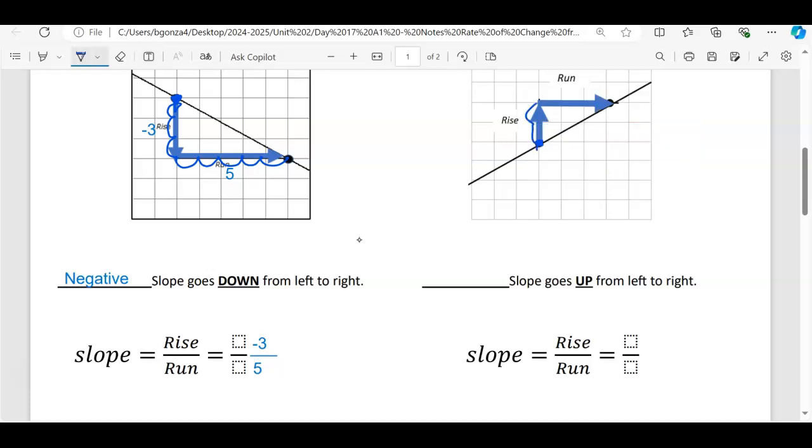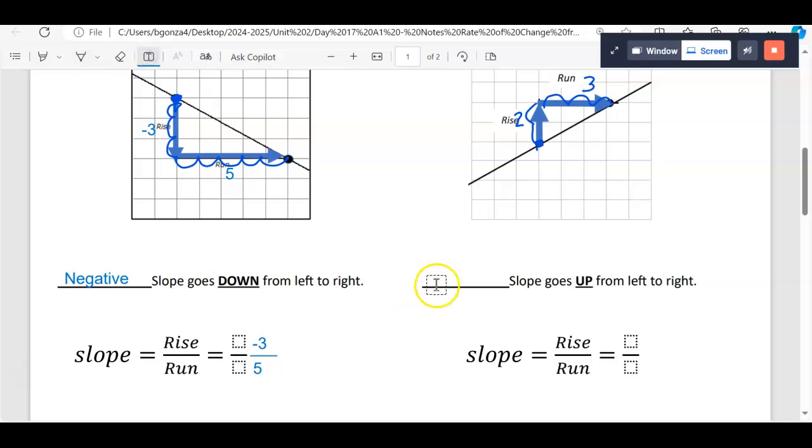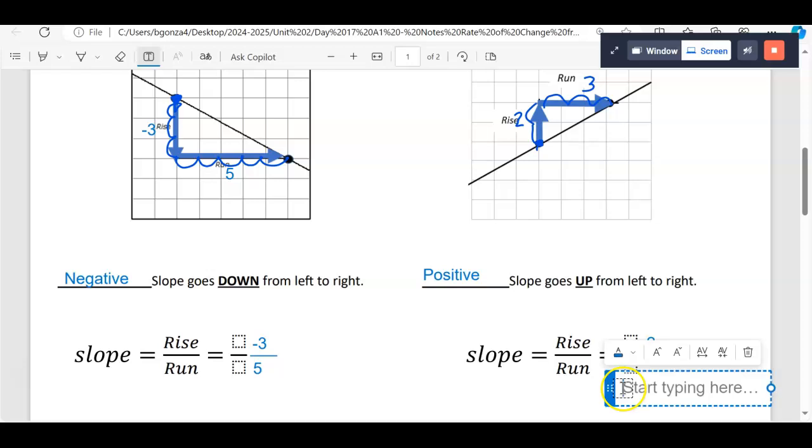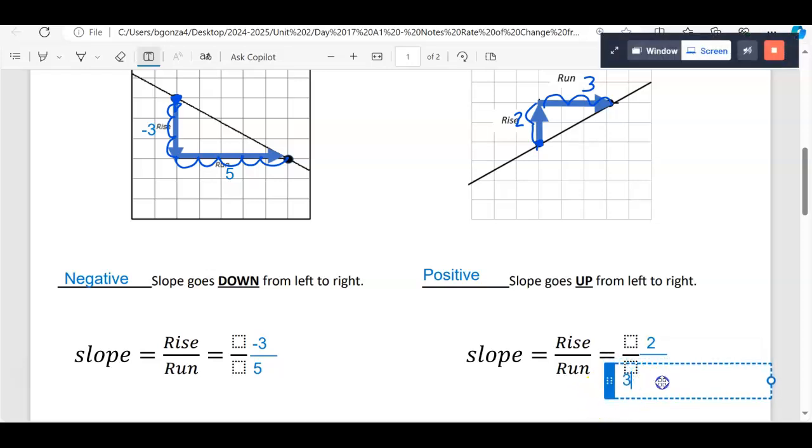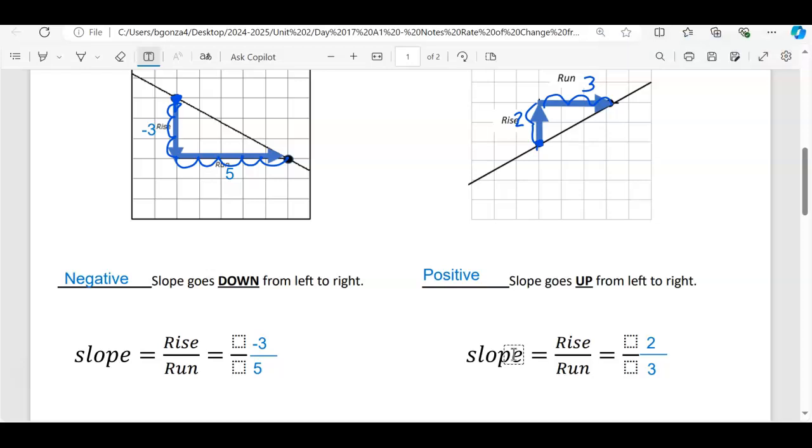All right, so rise 2, run 3. Since it goes up and to the right, it's positive. So we're going to call this a positive slope. From left to right, it did rise 2, and it went over to the right 3. Sorry, I'm not able to fit this in, so I'm just retyping it. 2/3. You can actually write it in the tiny box if you want to. It's a very tiny box. Any questions on that?